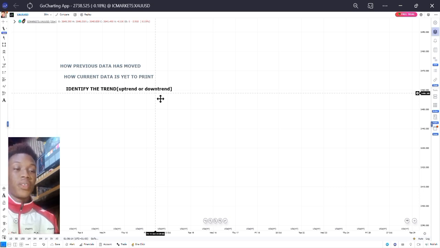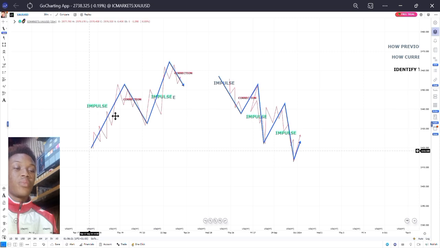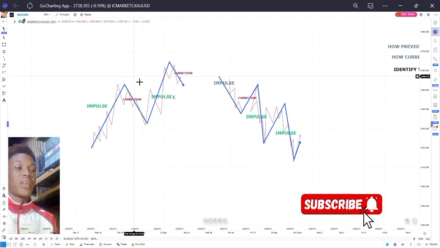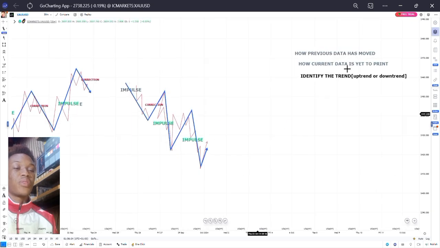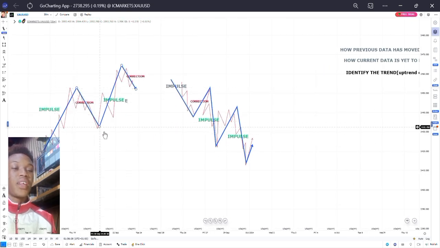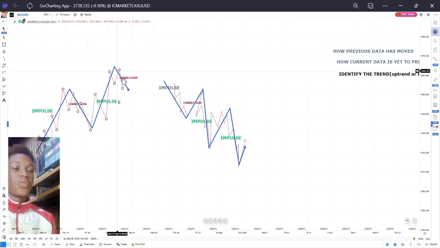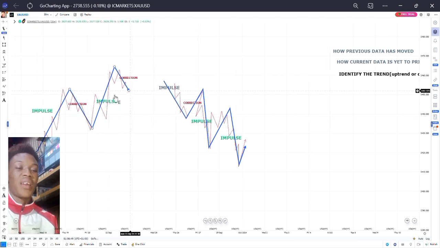Okay, let me explain. So now, price has given an impulsive move, a correctional move, and what? An impulsive move, and yet a correctional move. So now, to identify this trend, if I'm to take step one, which is how previous data has been moved, previous data has been telling me that the market is in an uptrend, guys. And now the current data that is yet to print is a correctional movement, guys. So first of all, is for me to identify my trend.